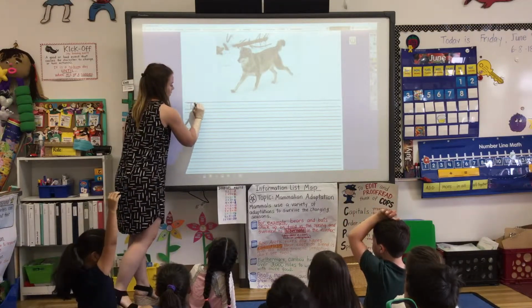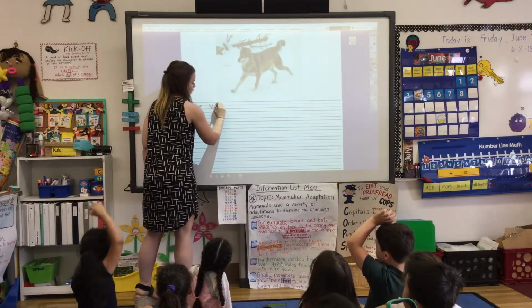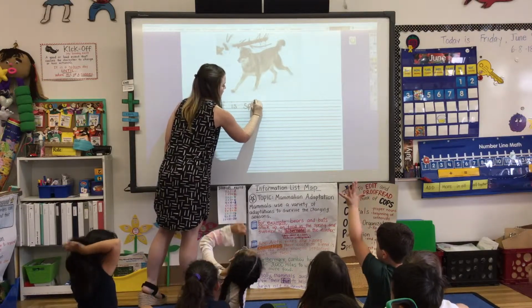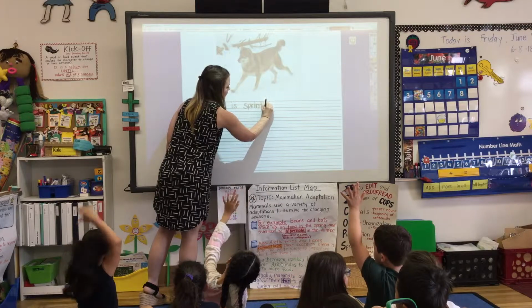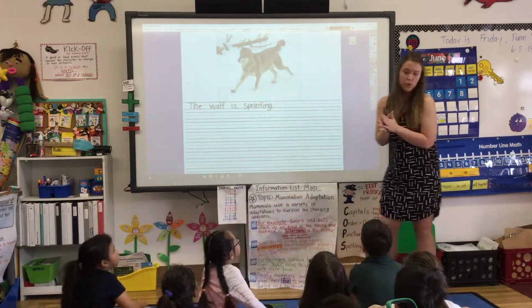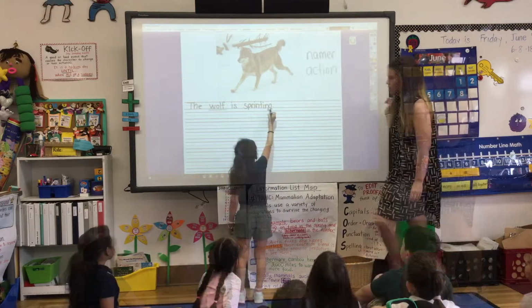So the wolf is sprinting. Now, we are going to do something called color coding. That means, there you go, perfect.